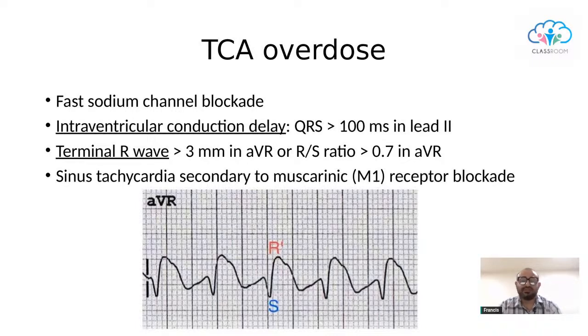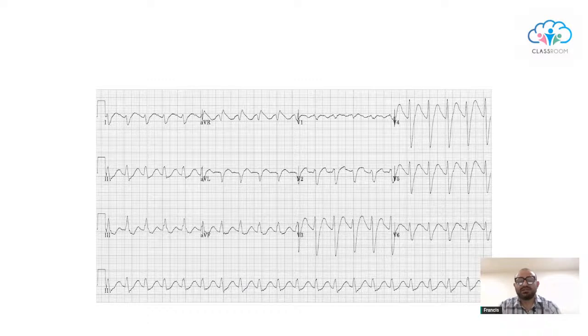QRS is more than 100 milliseconds, especially in lead 2, and in all leads, you will see a widened QRS complex of more than 120 milliseconds. You will also see a terminal R wave of more than 3 mm in AVR, or an R/S ratio of more than 0.7 in AVR. You'll also see sinus tachycardia in these patients. This is a 12-lead ECG, again showing an R/S ratio of more than 0.7 and tachycardia.